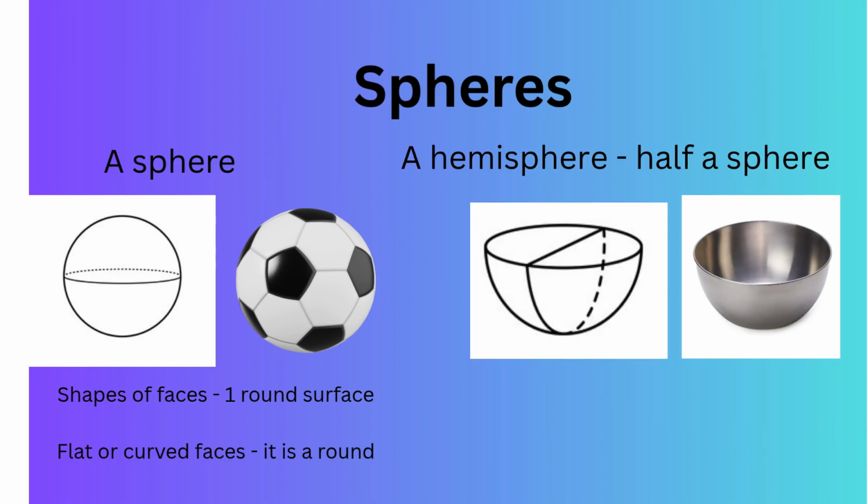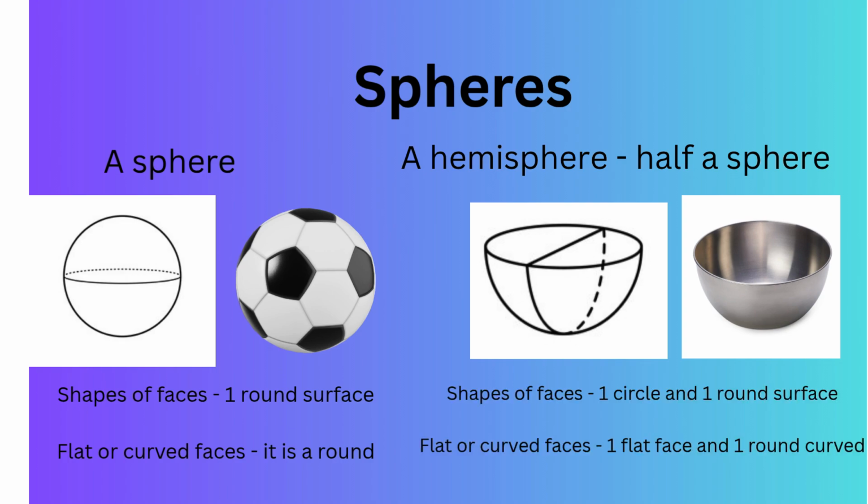A hemisphere, half a sphere. Shapes of faces: 1 circle and 1 round surface. Flat or curved faces: 1 flat face and 1 round curved surface.